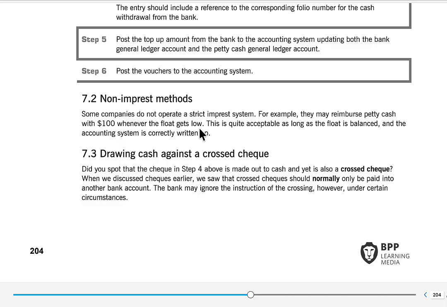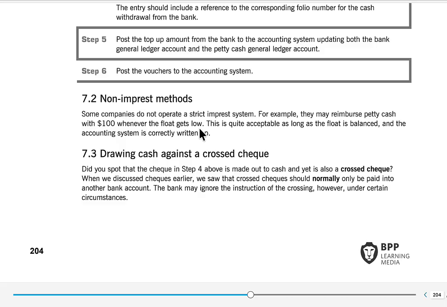7. The most important message for students. Whether a business uses imprest or non-imprest methods, these rules must always be followed. Every petty cash payment must have a voucher. Every voucher must be supported by a receipt whenever possible. The petty cashier must keep the cash safe. The petty cash total must be checked regularly. If those controls are followed, the system can still work.